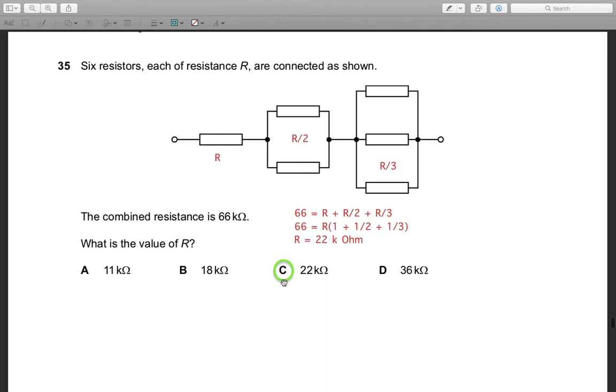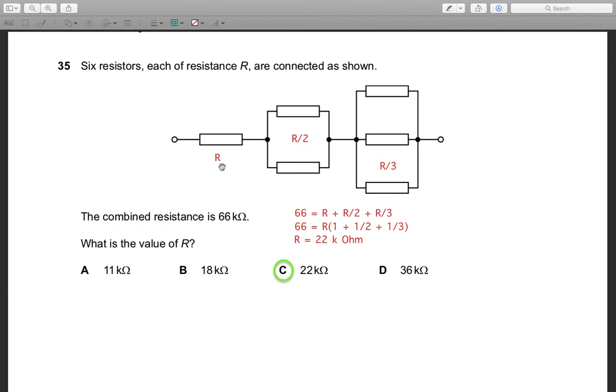Number 35. Yes, this is about the circuit series and parallel. Six resistors R are connected as shown. The combined resistance is 66 kilo ohms. What is the value of R?